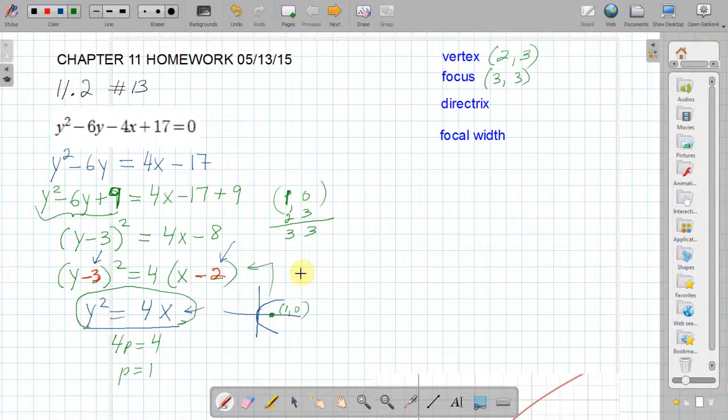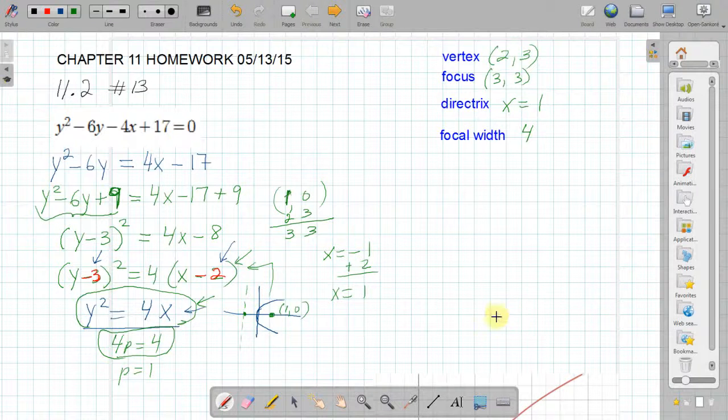All right, so we got the focus. Same thing with the directrix. So the directrix would be like right over here. Normally, this equation would be x equals minus 1. So to get the true directrix of this equation, then just add this x right here. So plus 2. So x equals 1. So the directrix is x equals 1. The focal width is always 4p. So in this case, 4p equals 4. So the focal width equals 4.